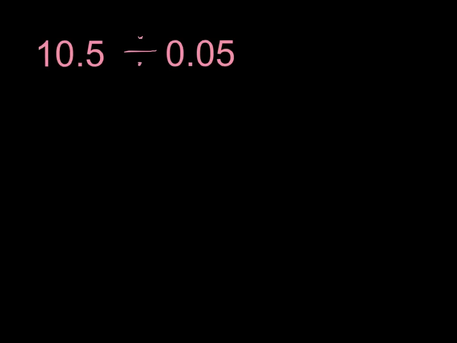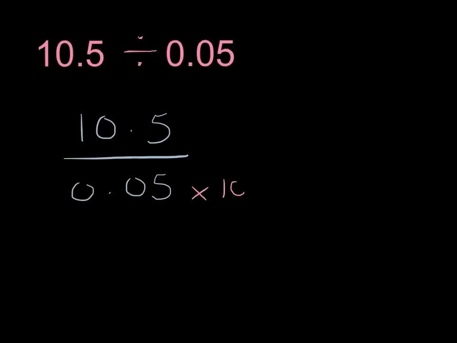So let's just look at one more example. Here we've got 10.5 divided by 0.05. So let's write it as a fraction. 10.5 over 0.05. And now to change the denominator into a whole number to make the division easier, timesing by 10 isn't going to be good enough because it'll only become 0.5. So I'm going to have to times by 100. But whatever I do to the bottom, I do to the top. So I get a new question, which is worth the same as the old one, of 1050 divided by 5.